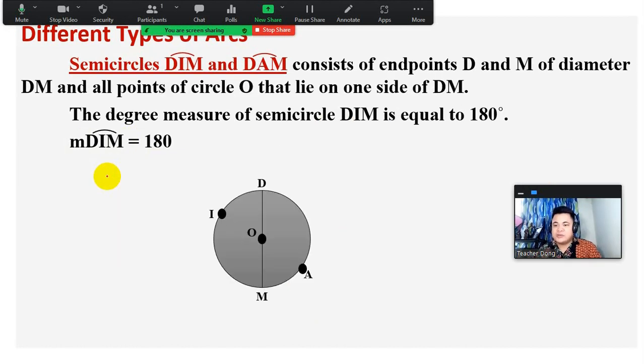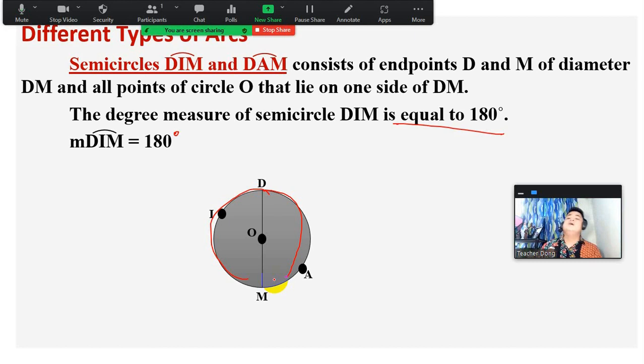Next, we have semicircles. For the semicircles DIM and DAM, what is a semicircle? It's half of the circle. That's why the measurement of this is always equal to 180 degrees. Okay, please don't forget that. We have two semicircles here, DIM and DAM, and you name them using three letters. Minor arc: two letters, less than 180, more than 0. Then major arc: three letters, more than 180, less than 360. Semicircle: three letters in naming it, and the measurement is exactly 180 degrees, just like what you are seeing in the illustration here.